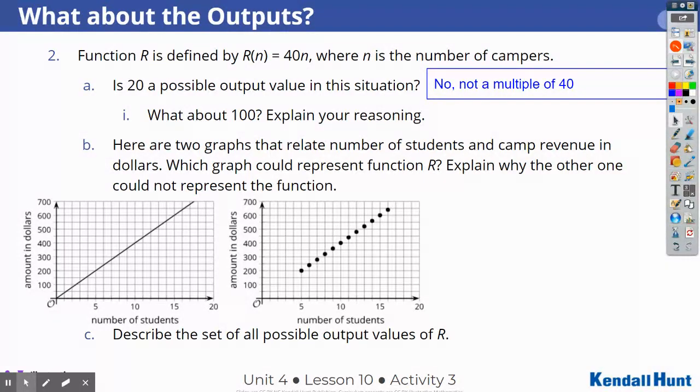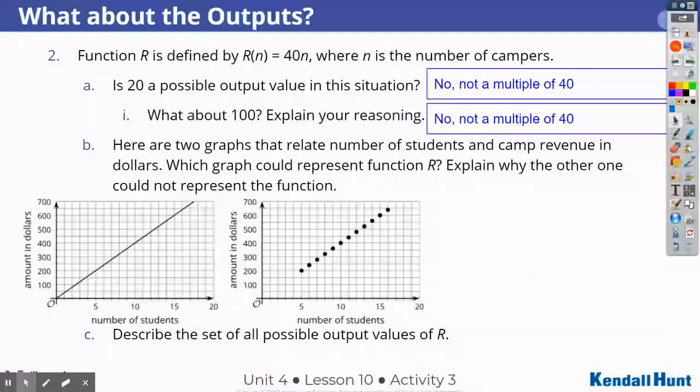And then what about 100? Well, 100 would also be a no because it's not a multiple of 40. And so we would not ever have anyone pay only $100. Okay. It also doesn't meet the 5 camper minimum. So there are 2 graphs here that relate the number of students and camp revenue in dollars. Which graph could represent this function? So go ahead and use the circle on your slide to choose which graph you think is the correct one, and then describe why the other one cannot represent this function.